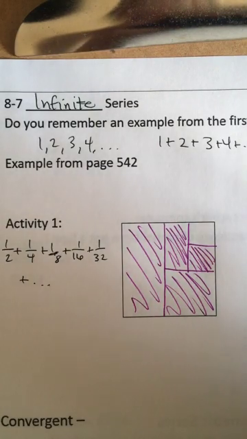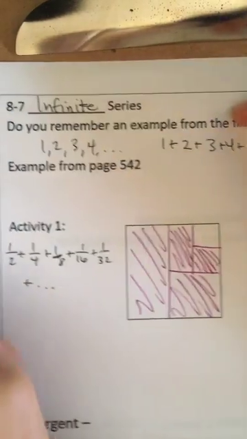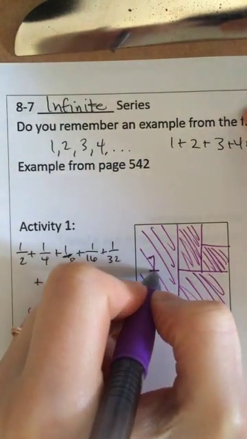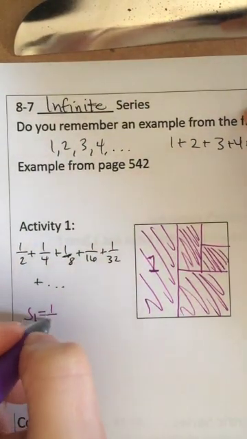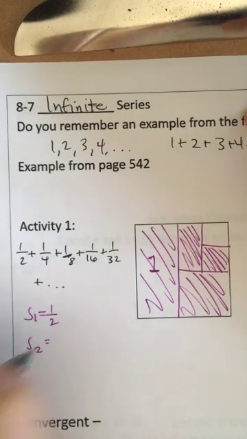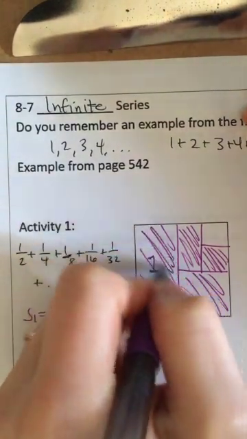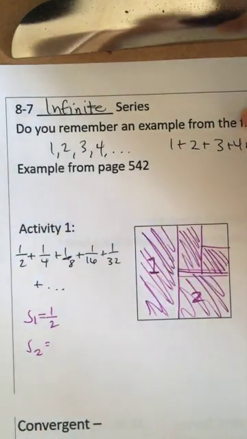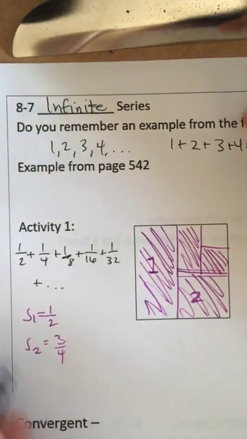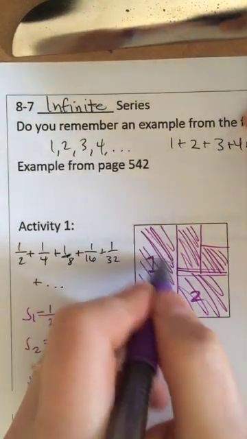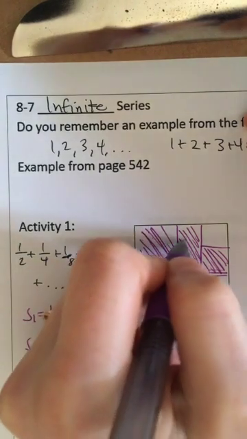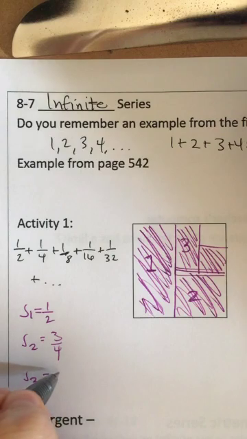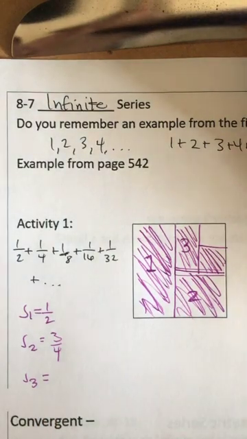Step 2, write S2 as a single fraction. So S1 is the series. So on my first go around, how much was shaded? 1/2. S2, now that I've shaded 1, and now I'm shading 2, what total is being shaded? 3/4. What's the third one? Now that I've shaded 1/2, 1/4, and 1/8, what total is being shaded? It's going to be 7/8.